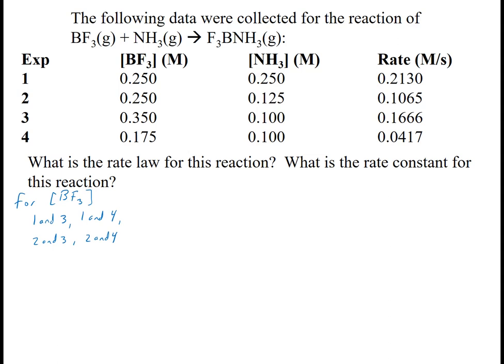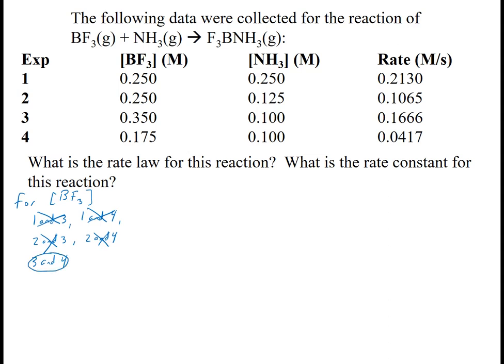Just like the other process, I'm going to go back and check which ones are the same for the other reactant. If I look at 1 and 3, is 0.1 and 0.250 the same? No, so I cannot use this one. I look at 0.25 and 0.1. They're not the same, so I cross that one out. I look at 2 and 3, 0.125 and 0.1, not the same. I didn't put down the last possibility, which is 3 and 4. Those 2 are the same, so this is the one that I'm going to use.